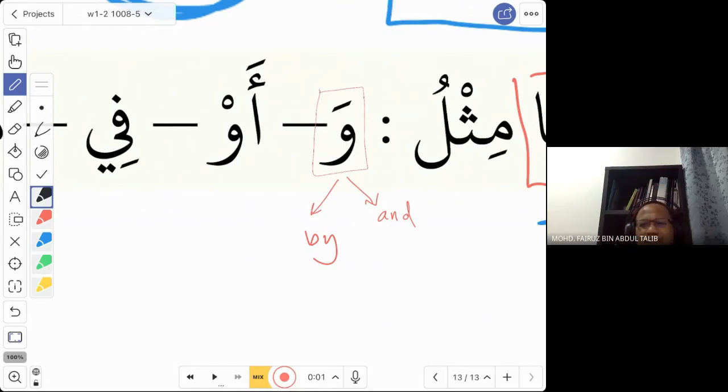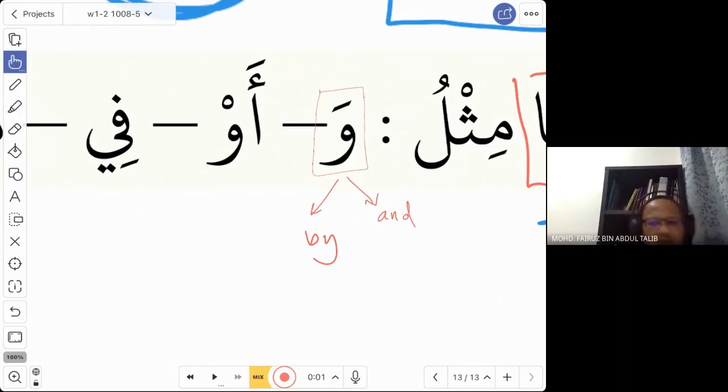So how do you know that? Of course, you have to learn. Oh, this wa, you have to learn about the harf. So this harf, what is the meaning? So this wa, what is the meaning of this wa? And what are the examples? So later, you should be able to identify, oh, this is not and, this is another meaning. So this is what we call a harf. We don't have a specific meaning unless you put it in a sentence, then only you know the exact meaning.